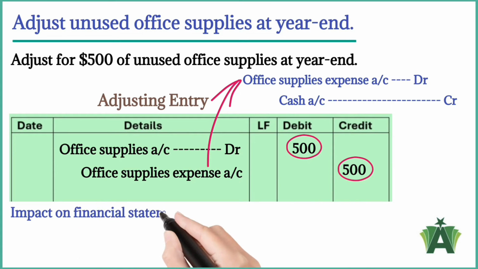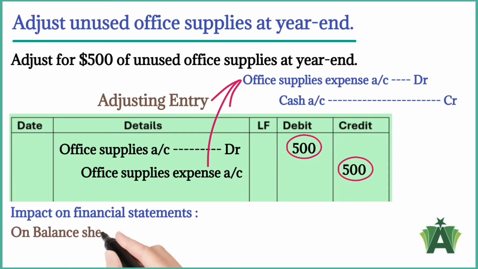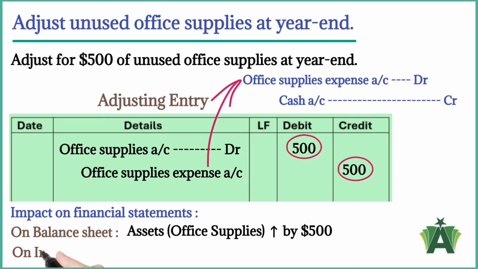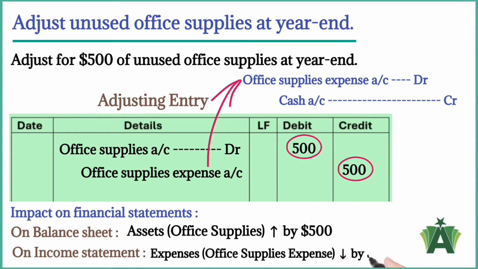Impact on financial statements. On balance sheet, assets: office supplies increased by $500. On income statement, office supplies expense decreased by $500.